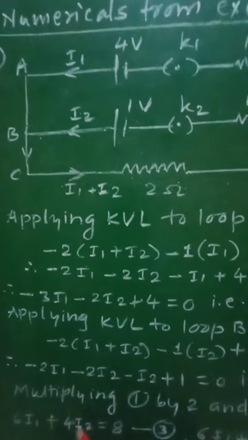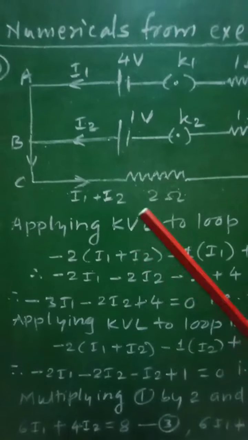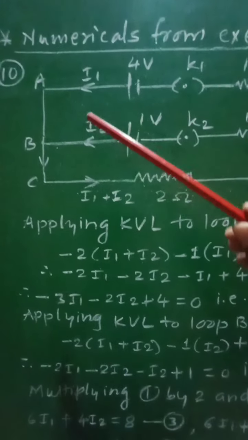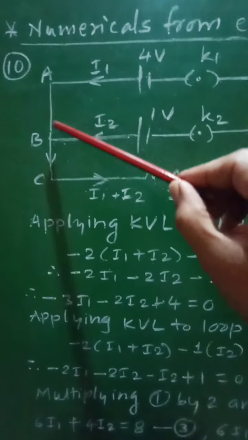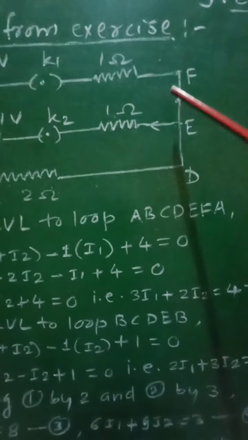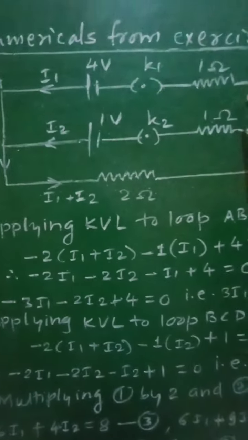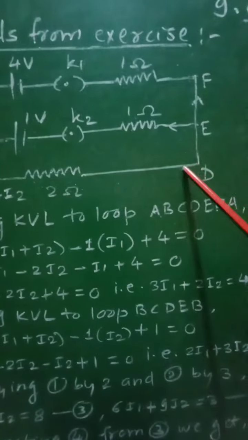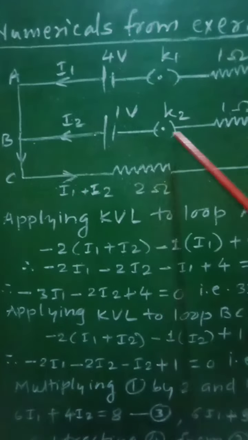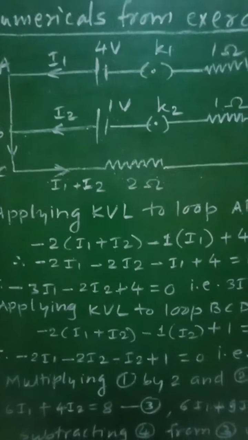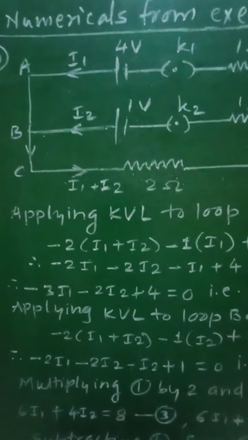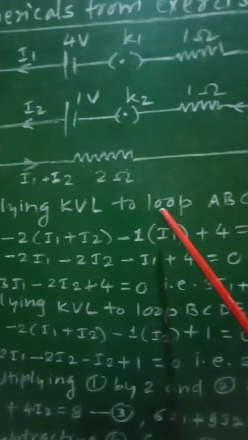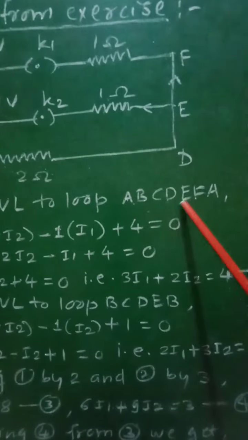positive. And therefore, in order to find I1 plus I2, we have to apply Kirchhoff's voltage law to two different loops. One loop we will consider, that is A, B, C, D, E, F, A, this larger loop. And then second loop we will consider B, C, D, E, B, that will be the smaller loop. And then we will apply Kirchhoff's voltage law to this loop. So let us consider applying Kirchhoff's voltage law to the loop A, B, C, D, E, F, A.